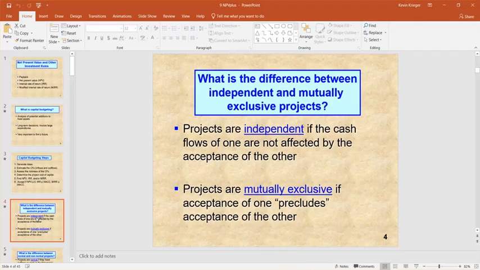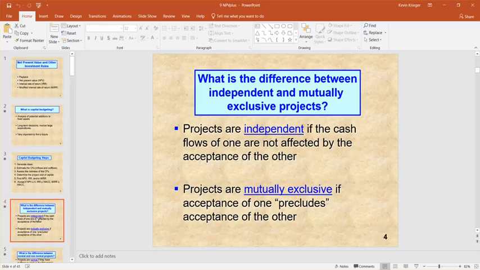Some vocabulary terminology to help hash this stuff out. You need to know what it means for a project to be independent or for projects to be mutually exclusive. And these things are not perfect opposites. These are not opposite sides of the same coin. You can have projects that are neither independent nor mutually exclusive. So just because these terms are on this slide doesn't mean that they're like yin and yang.